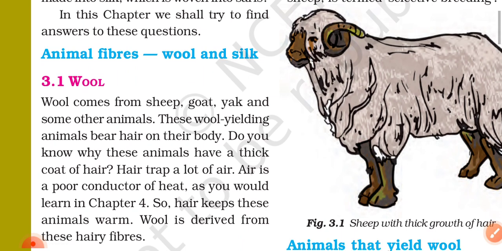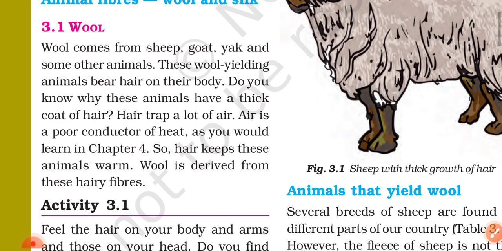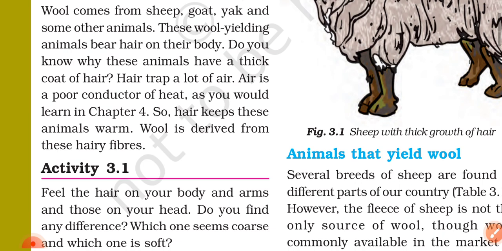Animal fiber: wool and silk. 3.1 Wool. Wool comes from sheep, goat, yak, and some other animals. These wool yielding animals bear hair on their body. Do you know why these animals have a thick coat of hair?